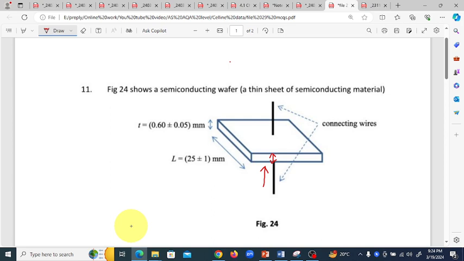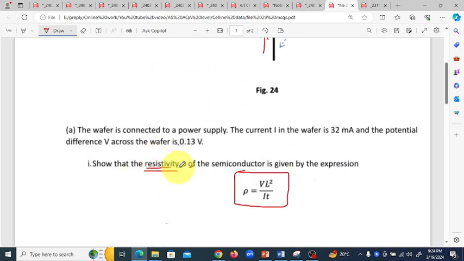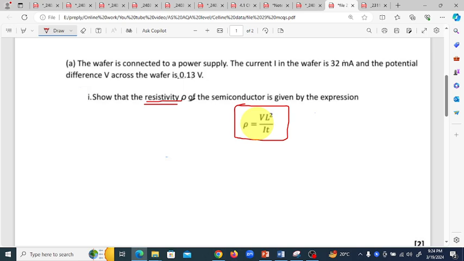In this question we need to find the resistivity. Resistivity is the specific resistance. First we derive the formula for resistivity. As we know, resistance is defined as rho L over A, so we can find resistivity rho equal to R multiplied by A over L. This is equation number 1. In part 1 we have to prove that rho is equal to VL square over IT.